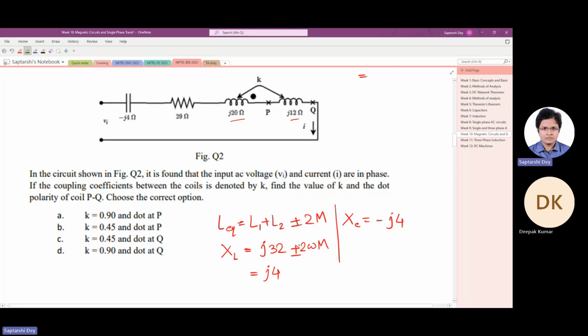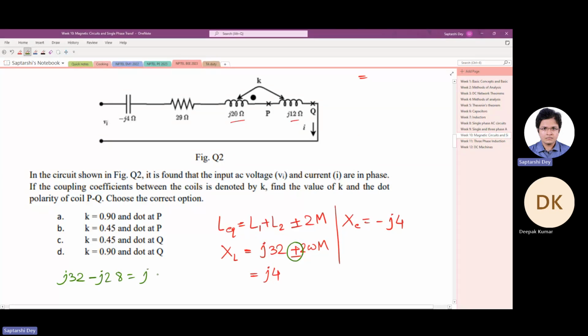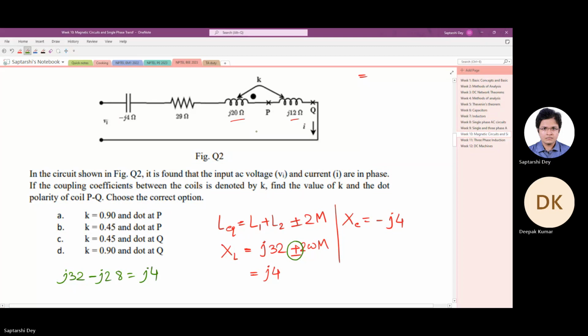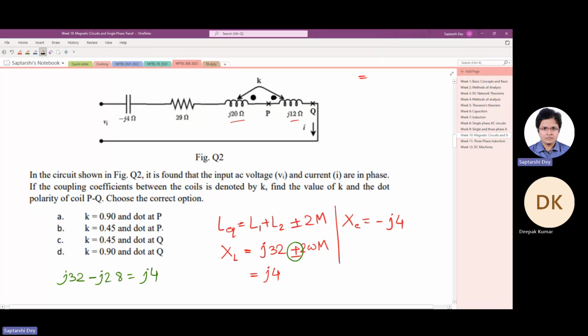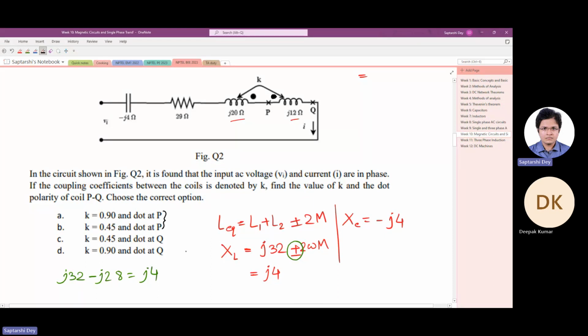So this sign has to be negative. So we can say that J32 minus J28 will give us J4. So we have to have a negative, meaning they are opposing each other. So if the dot is here in the question, the other dot must be here, then only we will get a minus sign. So definitely the dot will be at P. Now the other question is to find the value of K.